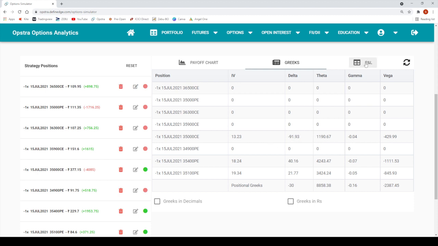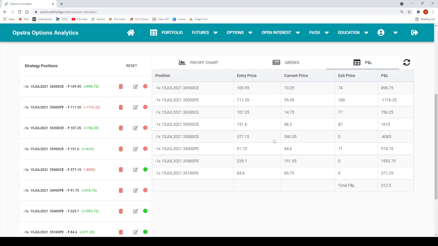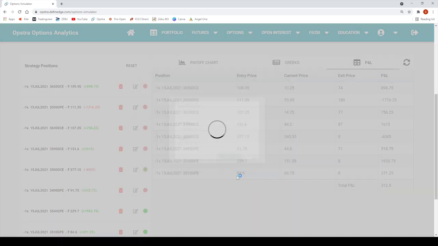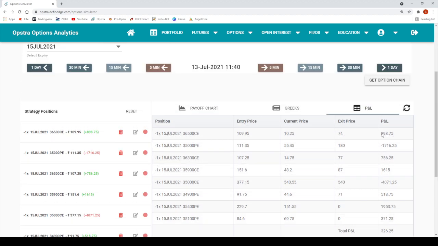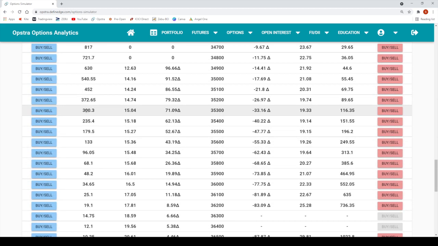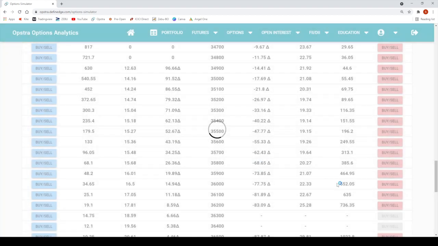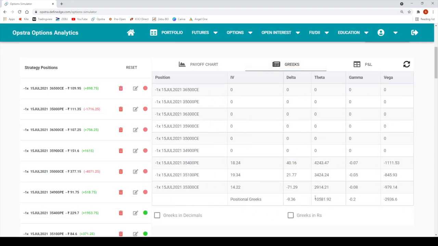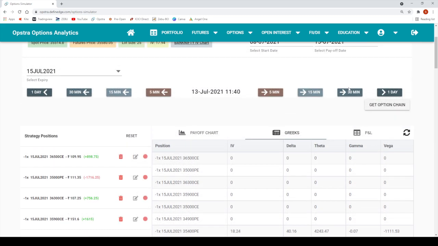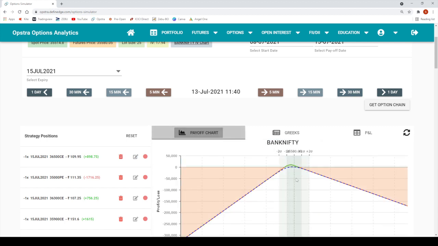So we'll go to PNL. Okay, 35,000 which is trading around 540. So I am going to close this. And I am going to select a strike which is having lesser delta. So I am going to sell 35,300 call option. Okay, now we'll see the Greeks. Okay, it is managed. We'll go forward. Before that, please see the payoff.